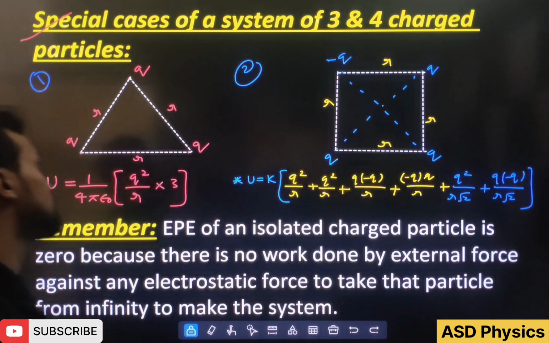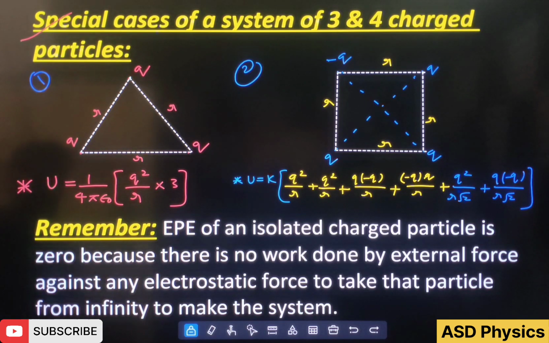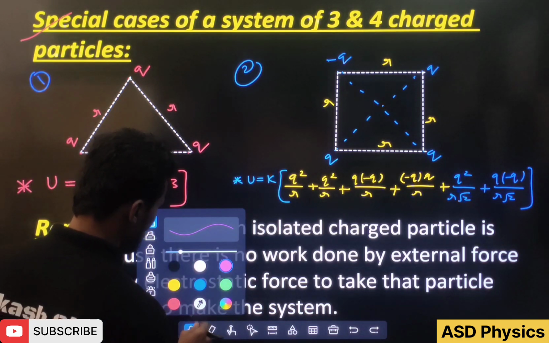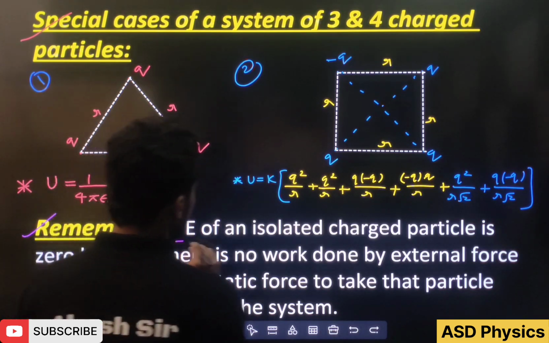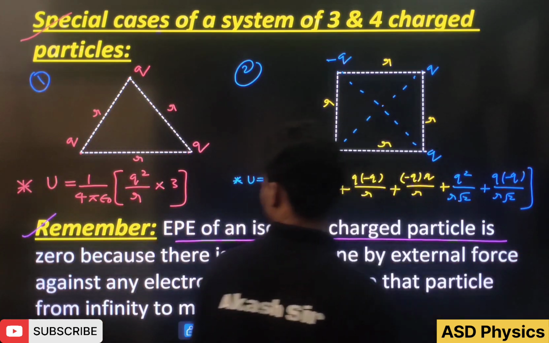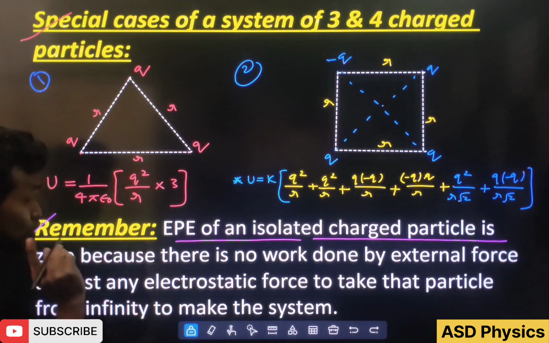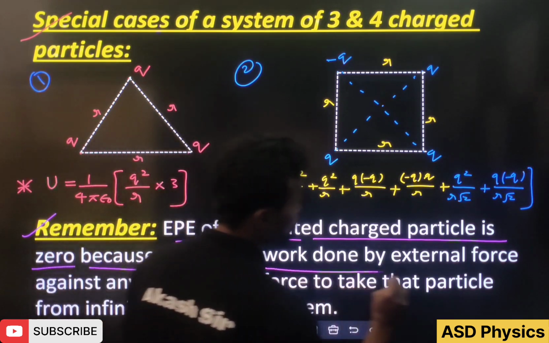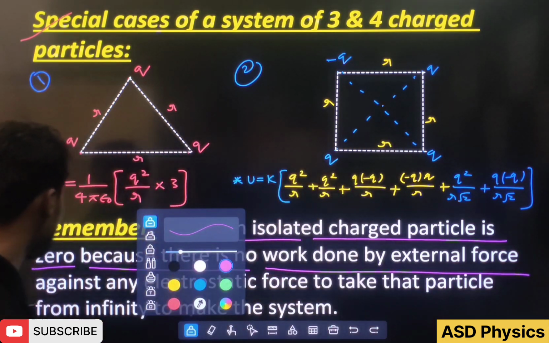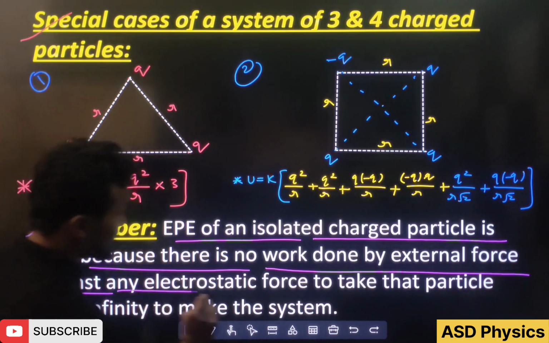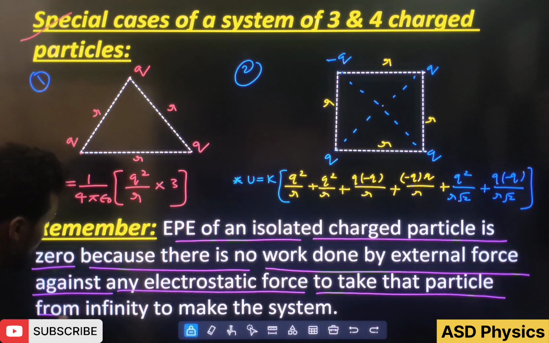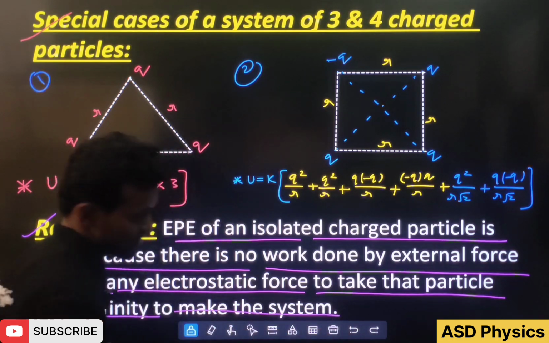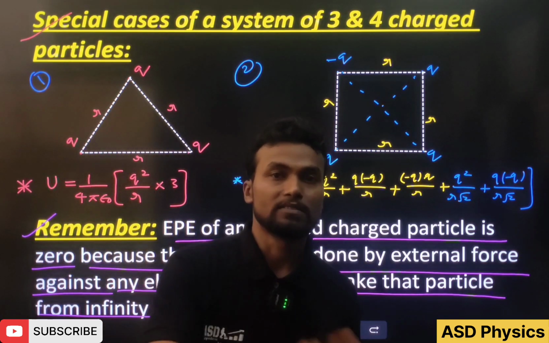Okay, great. As I have told you, at the end of the video I will tell you one very important concept that I told in the starting of the video. What is that? The EPE of an isolated charged particle is 0. Why? Because there is no work done by an external force against any electrostatic force to take that particle from infinity to make the system, as we have seen in the derivation.